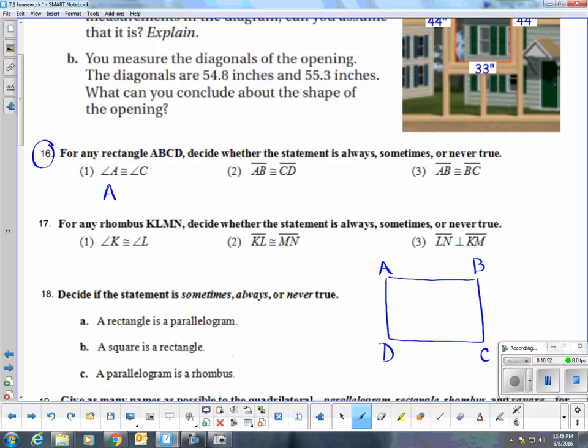Segment AB is congruent to segment CD, and that is true in all rectangles. Opposite sides are congruent always. And AB and BC can sometimes be congruent if that rectangle happens to be a square. So we do have special types of rectangles where all four sides are congruent, and so that happens sometimes.